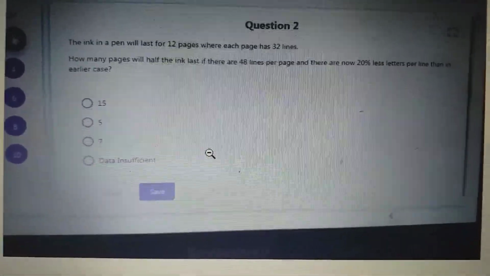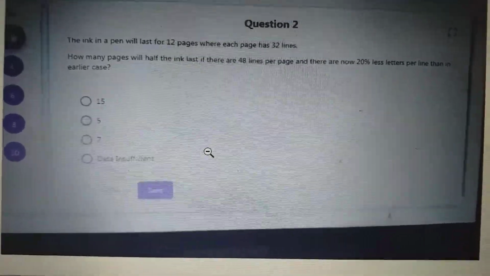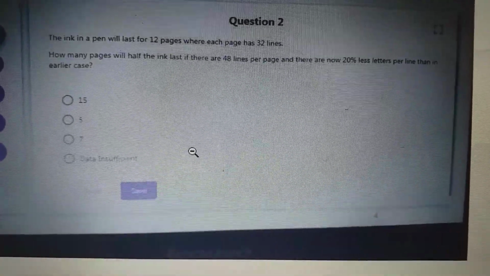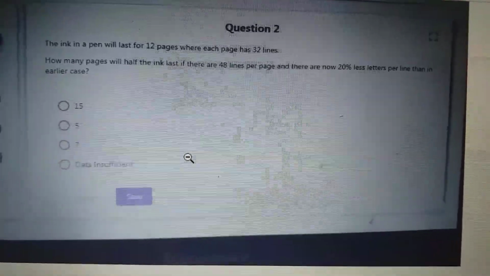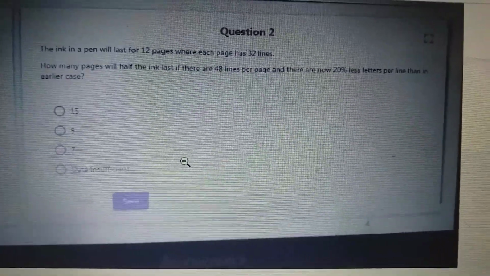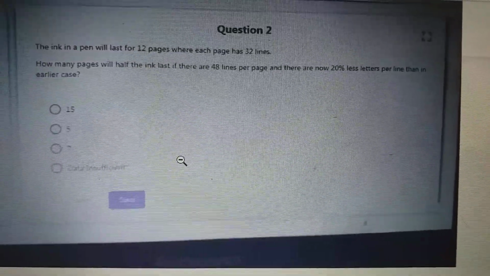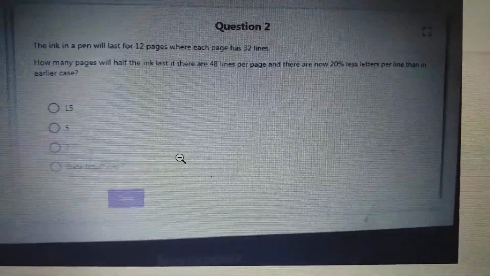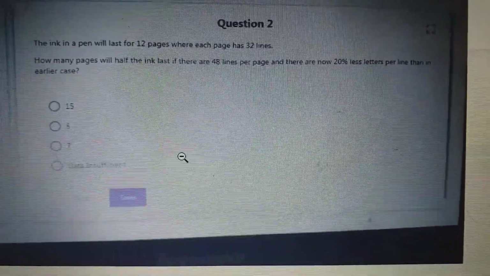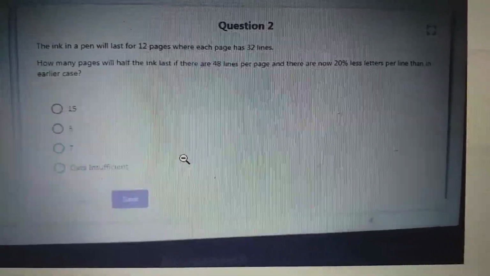You can see the question. You can pause the video and see it. The ink in the pen will last for 12 pages, where each page has 32 lines. This was the initial count, and the second case is how many pages the half of the ink will last if there are 48 lines per page and there are now 20% less letters per line than in the earlier case. This is the second case.